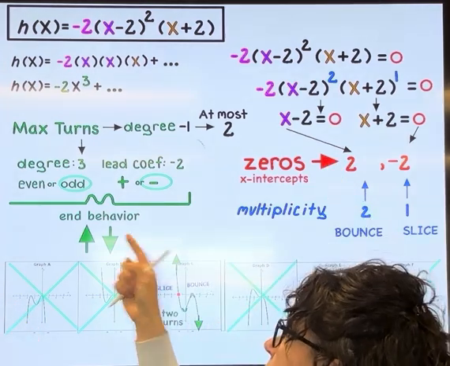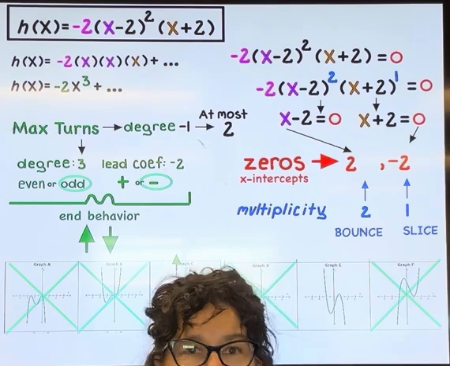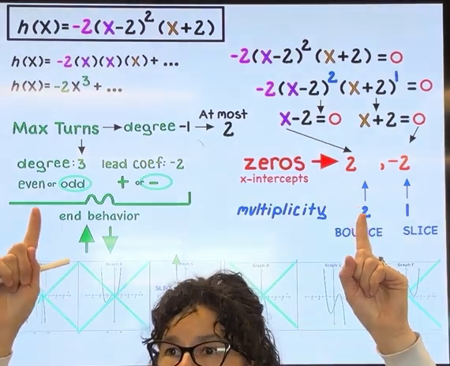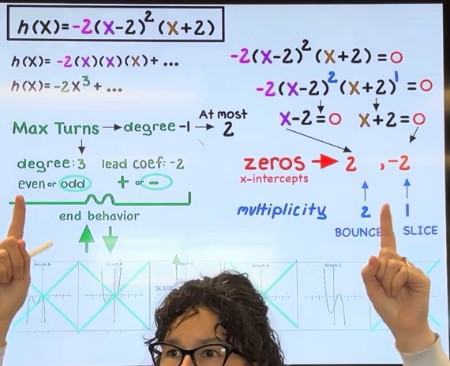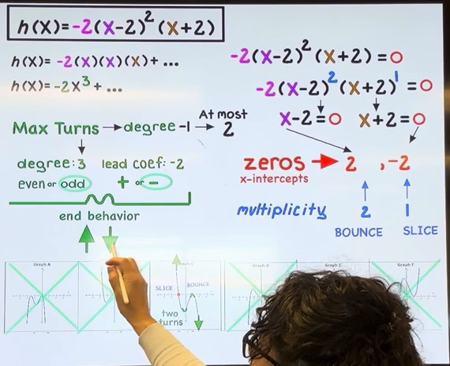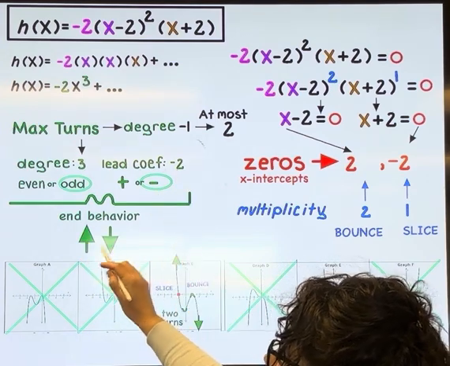Quick review of your other ones. If your degree was even, they're either both up or both down, but even and positive both up, even and negative both down. But I know that odd, one up, one down, negative, so finishes down.